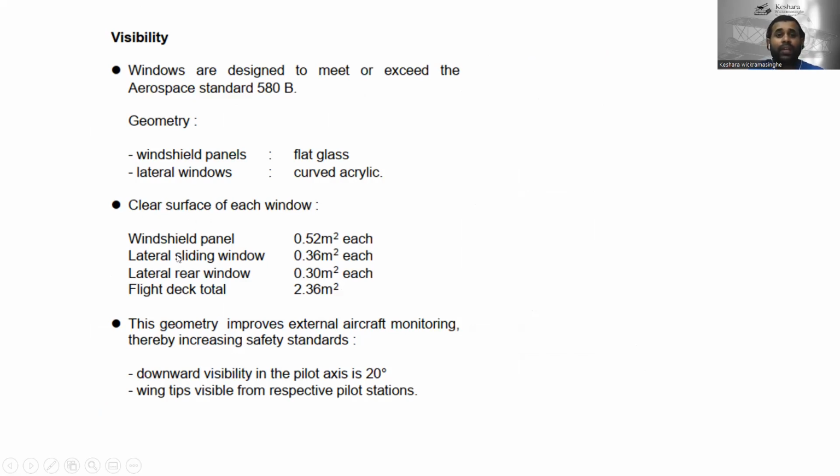The clear surface of each windshield panel is 0.52 square meters each, and the lateral sliding window is about 3.36 square meters each, and the lateral rear window is 30 square meters each, and the flight deck totally 2.36 square meters. This geometry improves external aircraft monitoring, thereby increasing safety standards. Downward visibility on the pilot axis is 20 degrees, and the wingtip is visible from the respective pilot stations.